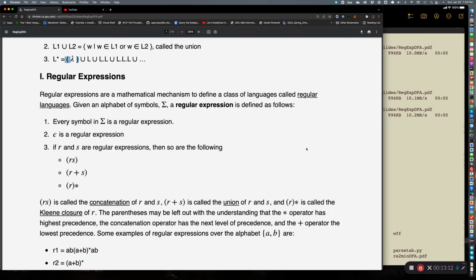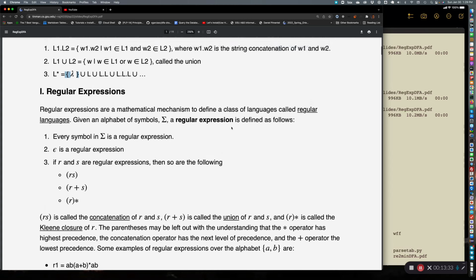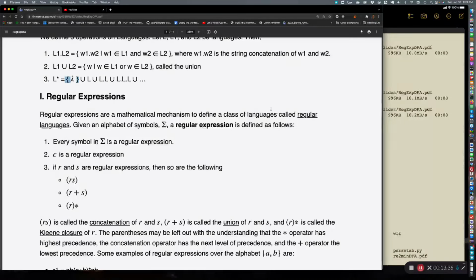And the inductive part of the definition says that if R and S are 2 regular expressions, then you can combine them in 3 different ways to produce a bigger regular expression. Those 3 ways of combining correspond to the 3 operations we looked at here. One is RS. We don't put the dot here. In the operator on languages, L1 dot L2, we put the dot, but in a regular expression we just place them next to each other.